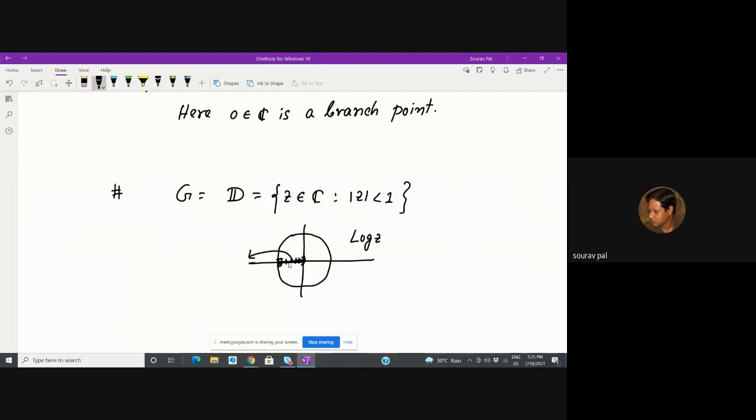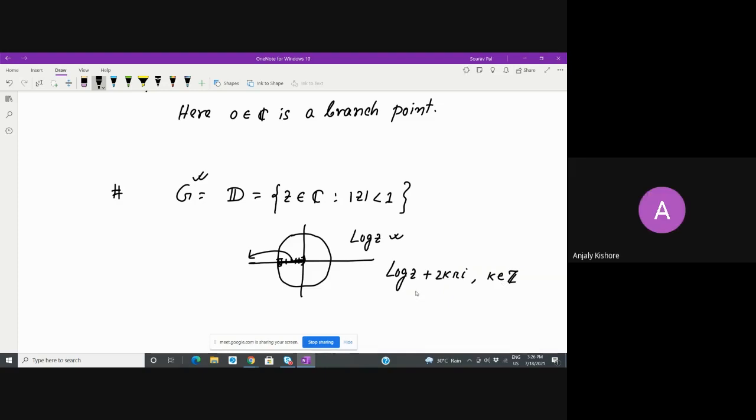Anyway, this domain contains the 0, so you have to remove the 0 first, because logarithm is not defined for 0. Then, if you want the principal branch of logarithm, you remove this half line, this portion of the line, and you have the principal logarithm and correspondingly all other branches. So what are all the branches? They are just log z plus 2k pi i.